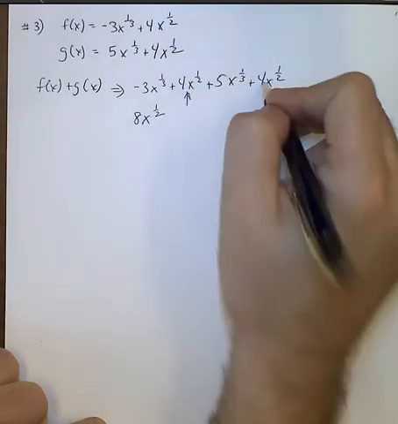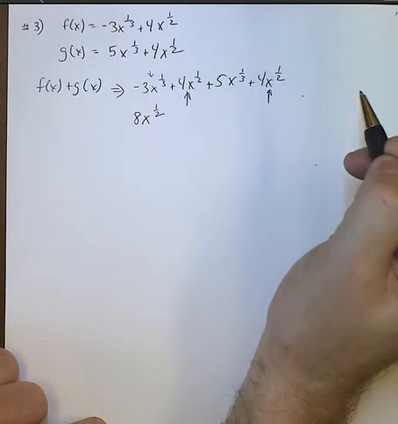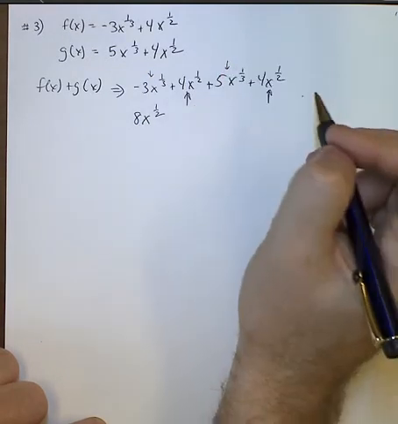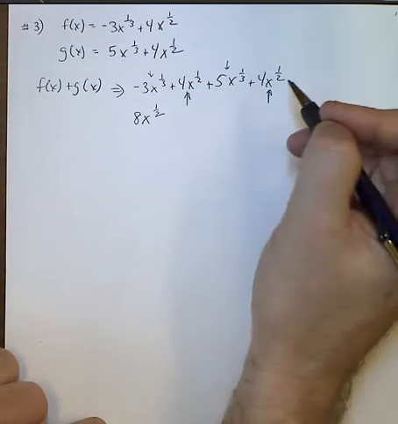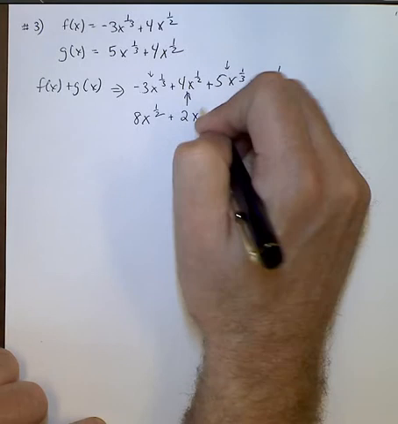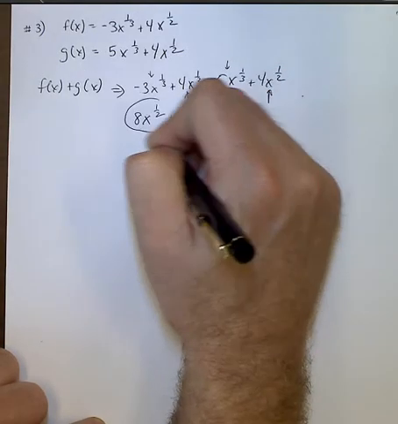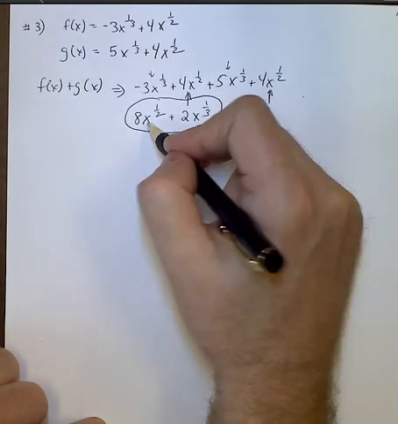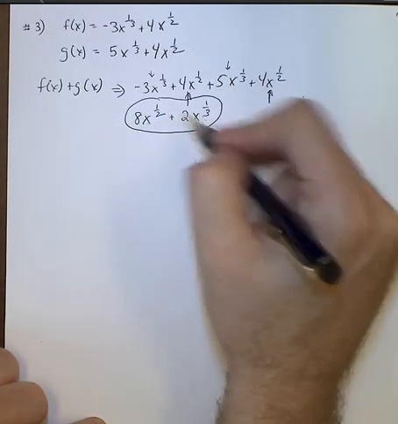We have negative 3x to the 1/3 and positive 5x to the 1/3. We can add those coefficients, or in reality we're subtracting 5 minus 3, and we're getting 2x to the 1/3. And that's as far as we can go, because once we have different exponents, they're no longer like terms, and therefore they cannot be combined.